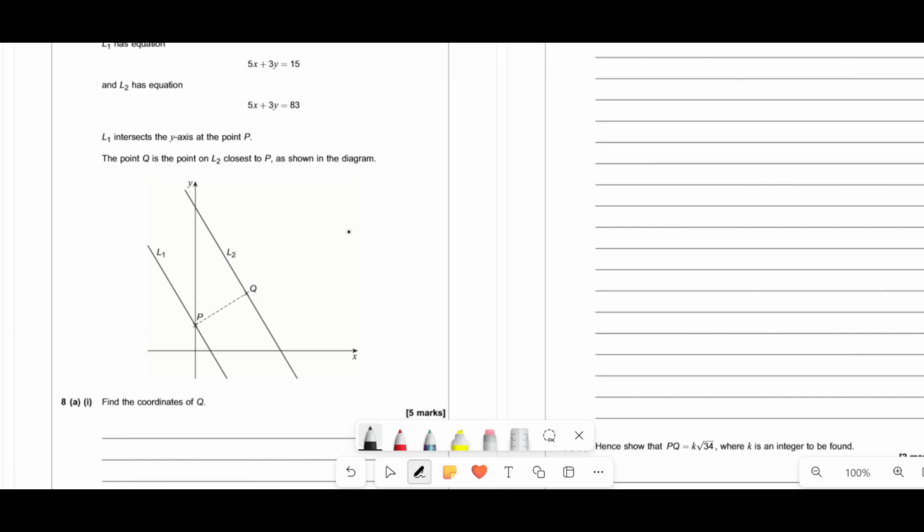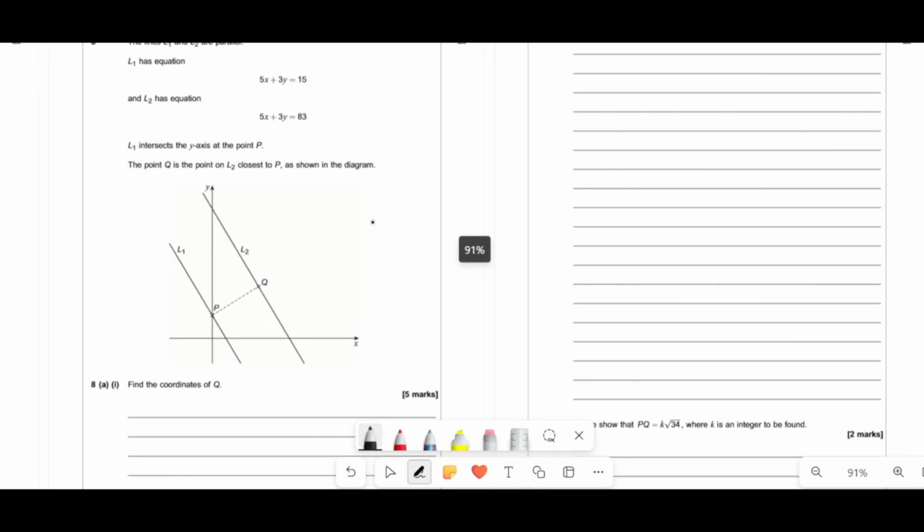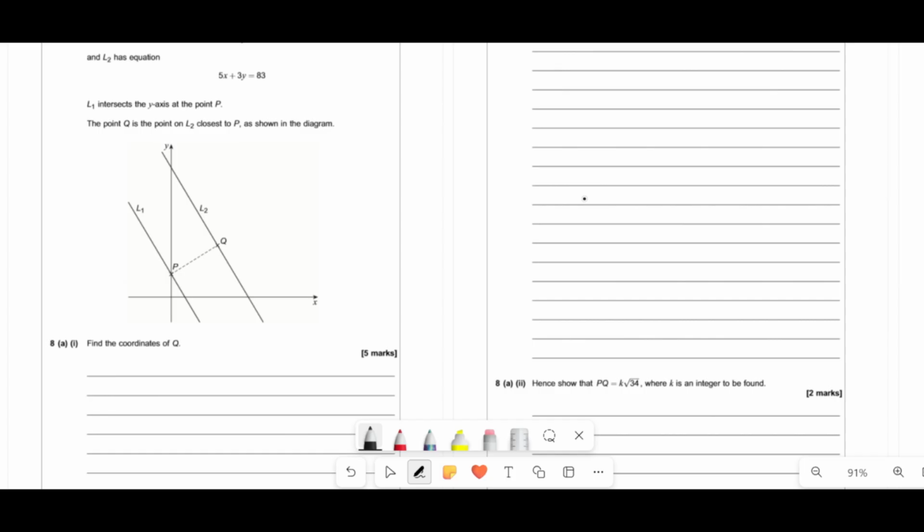Okay, right, so first off the bat, what I'm going to do is find out what the coordinates of P are. So with L1, we know that 5x plus 3y equals 15. So 3y would equal 15 minus 5x. So y equals 5 minus 5 over 3 x. If I put x to be 0, then y is going to be 5. So it's (0, 5) here at P.